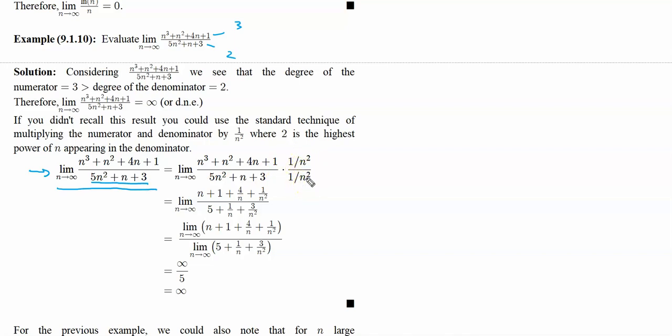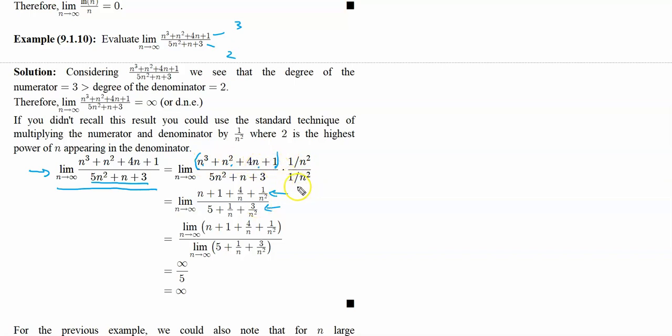This is how you did it in Calculus 1 when you had x's in place of the n's. This is exactly the same technique. When we multiply through by the n's, you see what we get is this for the numerator, and this for the denominator. Notice we get n plus 1 plus 4 over n plus 1 over n squared. That's what you get when you multiply this 1 over n squared against each of these terms.